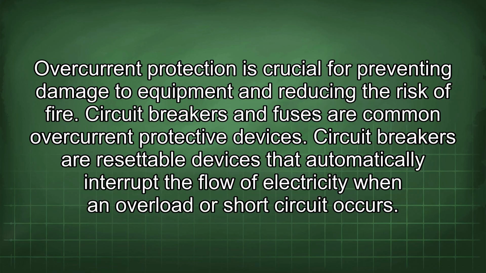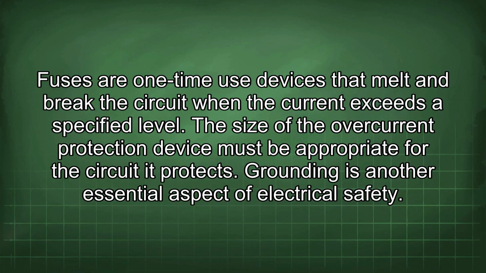Circuit breakers and fuses are common overcurrent protective devices. Circuit breakers are resettable devices that automatically interrupt the flow of electricity when an overload or short circuit occurs. Fuses are one-time use devices that melt and break the circuit when the current exceeds a specified level. The size of the overcurrent protection device must be appropriate for the circuit it protects.